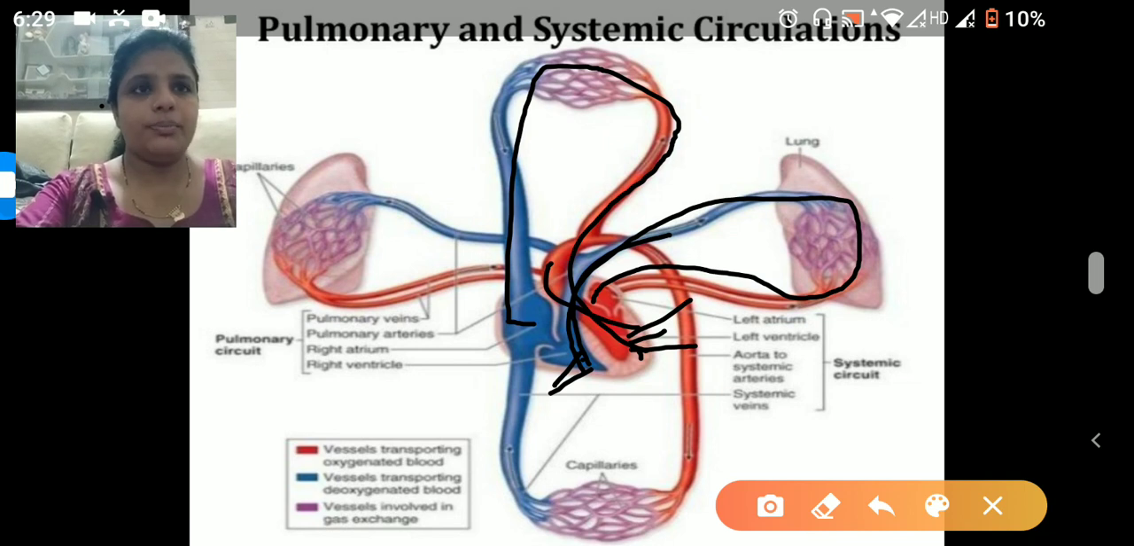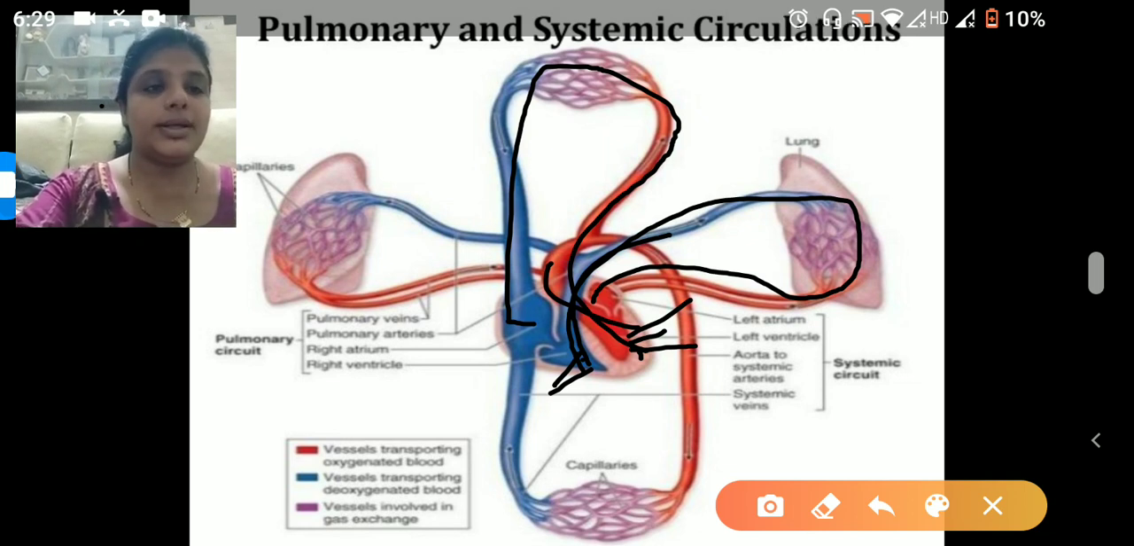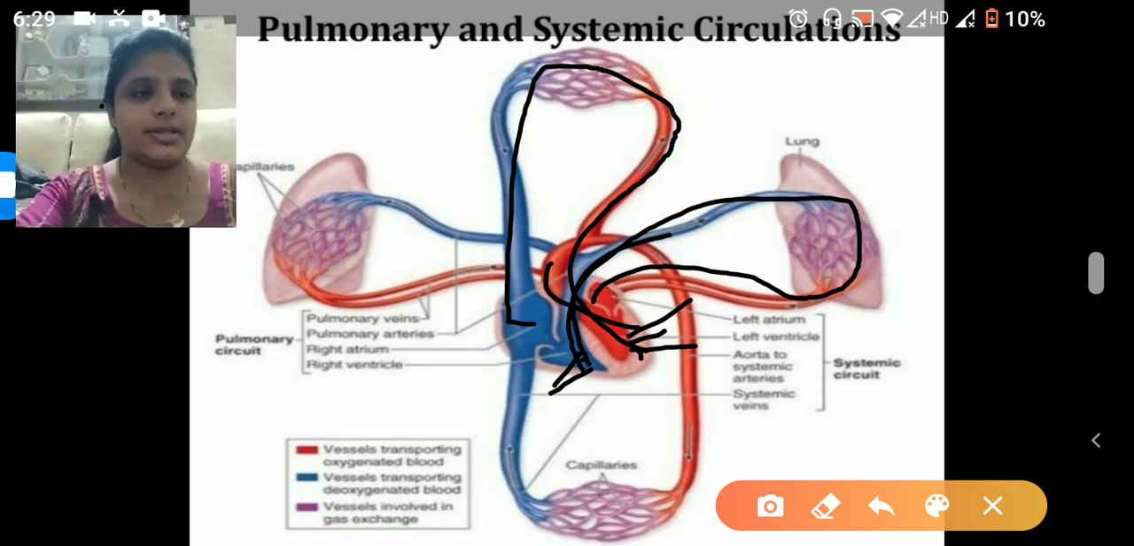So I hope pulmonary and systemic circulation is clear from this diagram. So what you have to do, you have to learn the difference between pulmonary and systemic circulation.